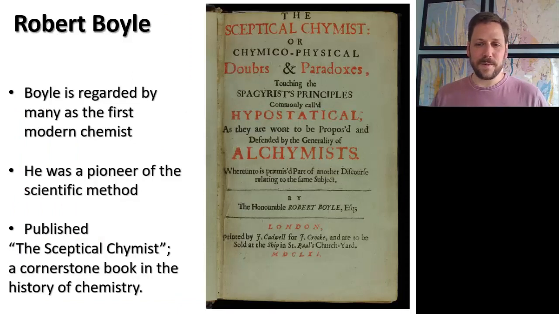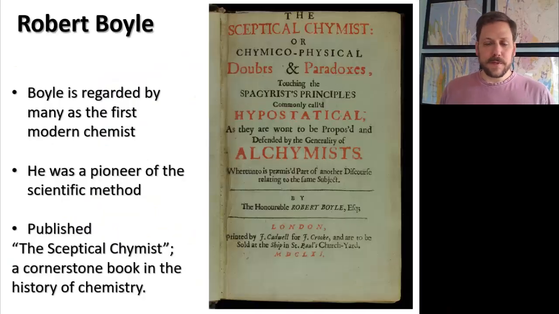You can see the cover of his publication says, "The Skeptical Chemist, or Chemico-Physical Doubts and Paradoxes, touching the Spagyrical Principles, commonly called hypostatical, as they are wont to be proposed and defined by the generality of alchemists," whereunto is premised part of another discourse relating to the same subject. Now, here we have the beginning of some of the principles of scientific method. By recording results of experiments that anybody could conduct and verify, Boyle was able to establish that there is in fact a simple mathematical relationship between pressure and volume.